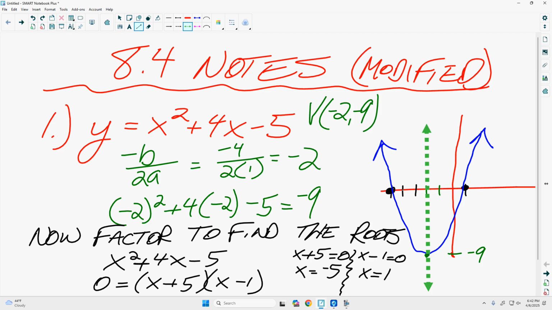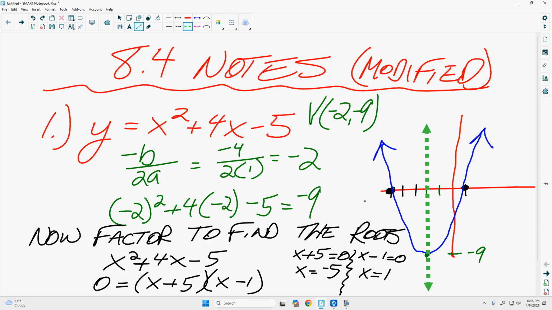1, 2, 3 jumps. How about that? It's always going to be that way, okay? So whenever you have 2 roots for your graph, it's just going to be symmetric like that, okay? Now, there are 3 types of cases, okay?